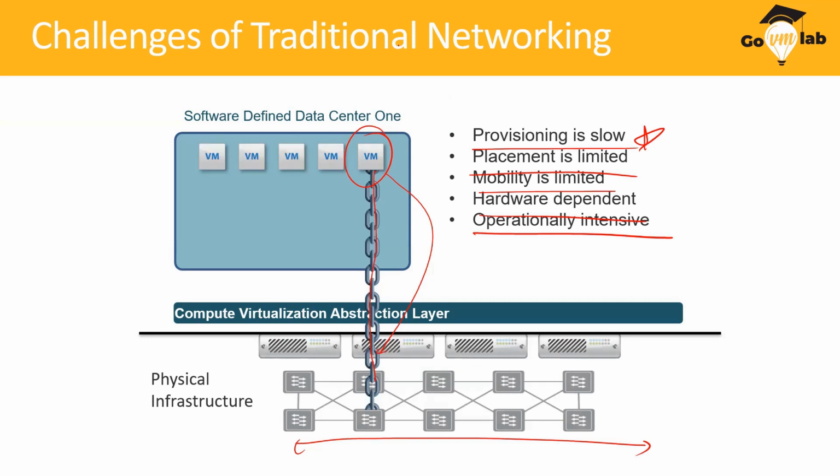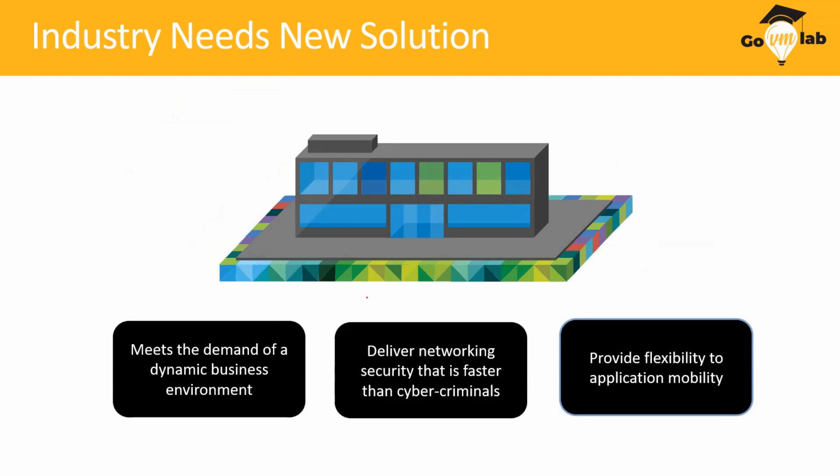That's what this point is all about. It's operationally way intensive. The industry is saying that we really need to meet the demand of a dynamic business environment. The enterprise customer says that our today's traditional data center, even after deploying virtual machines, is not solving the purpose. Today, in this competitive world where we have to roll out features every week or every two weeks, we need to launch our app. We cannot do that if we have this kind of rigid infrastructure. We really need to pace up our business, and we really need to make our IT operations more agile and flexible. And we also need to deliver networking and security way faster than cyber criminals, right?